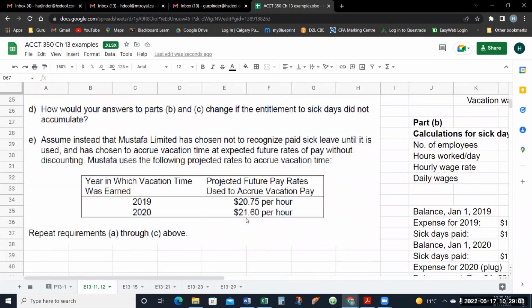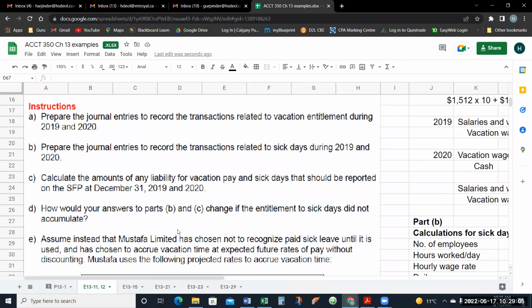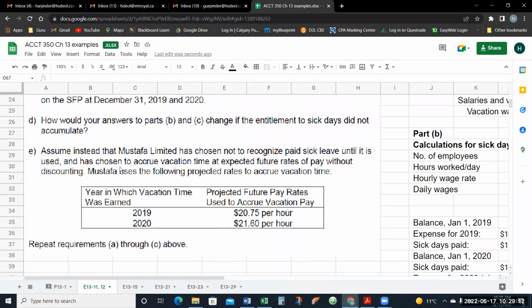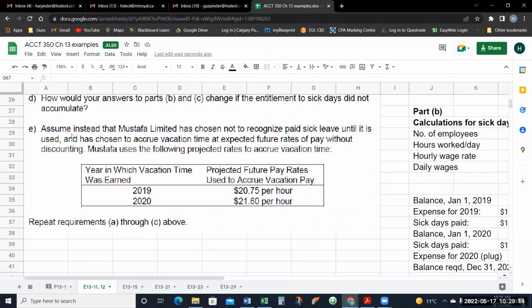Okay, now part E of the question is basically exercise 13-12. I combined the two questions into one. And what this one says is if Mustafa had chosen not to recognize paid sick leave until it's used, so we're not going to accrue anything, and has chosen to accrue vacation time at expected future rates of pay without resorting to any discounting.